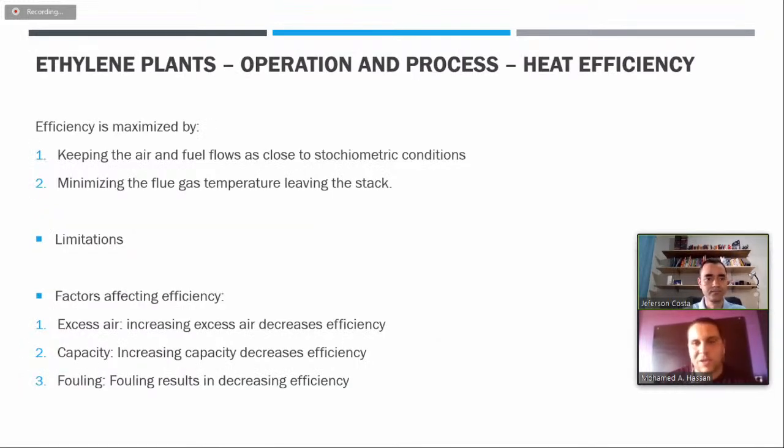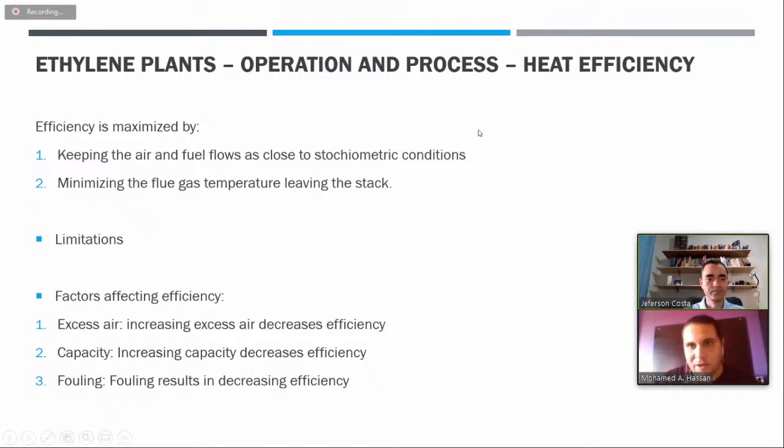Now we will speak about the heater efficiency. The heater efficiency can be calculated as the ratio of the absorbed heat to the fired heat, based on the lower heating value of the fuel. The limitations here: we can maximize the efficiency by keeping the air and the fuel flows as close as possible to the stoichiometric condition, and also we can minimize the flue gas temperature leaving the stack.